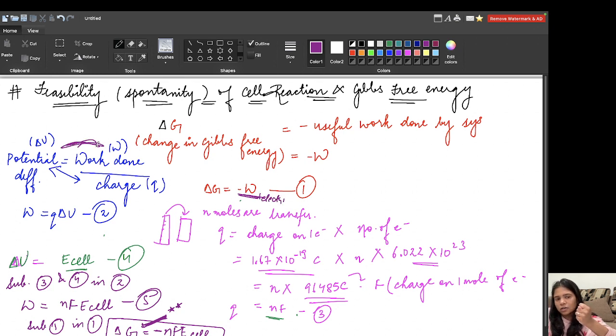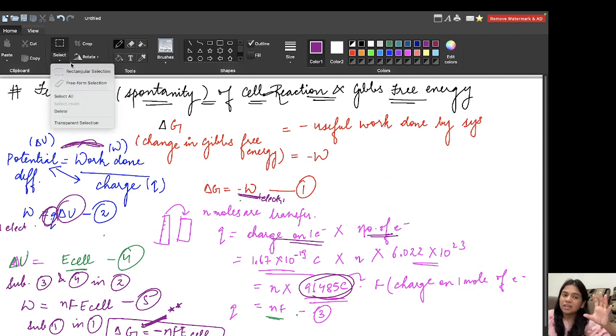For electrical work done, we took another formula: potential difference equals work done by charge. We cross multiplied it and got work done equals Q into delta U. Then we need to calculate Q and U. Q we calculated as the charge on one electron times the number of electrons, so we got nF. F is the charge on 1 mole of electrons. And then delta U will be equal to E of cell. Substitute everything, and you get delta G equals minus nFE.